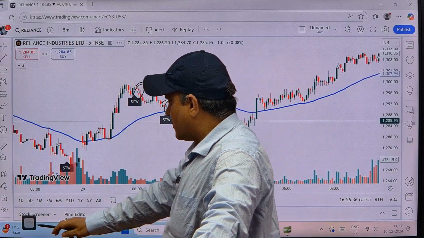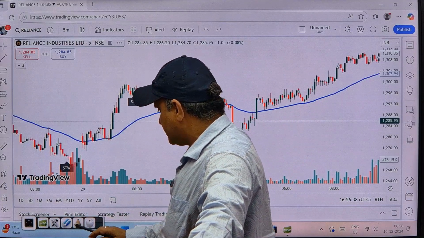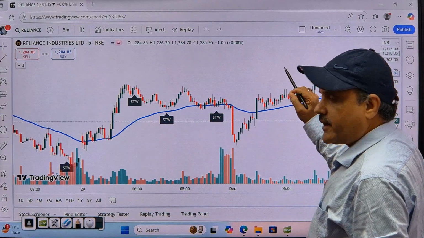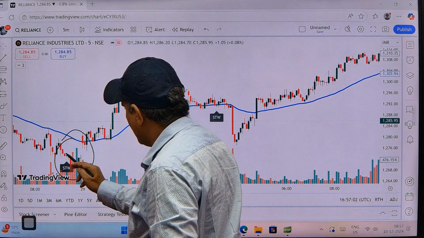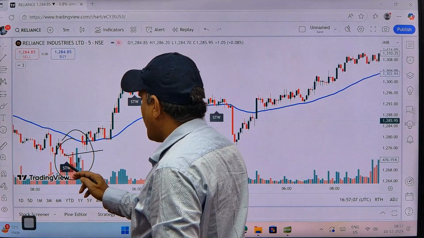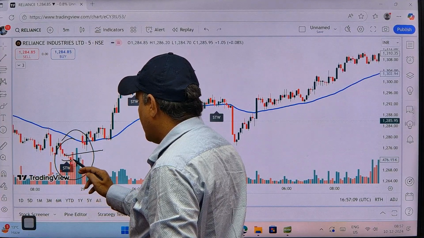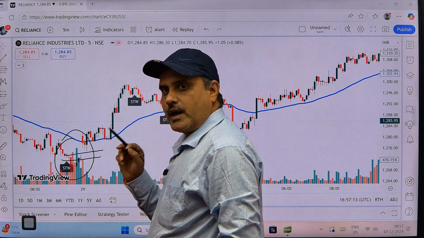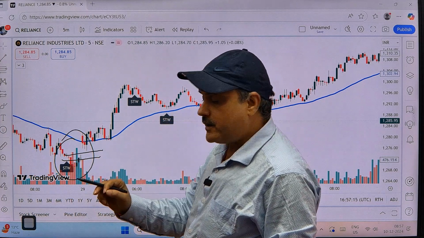But our rule should be like this. When we see the spinning top on TradingView, we are going to mark one line on top of the spinning top, one line below the spinning top. Now, we are not going to take any trade here.